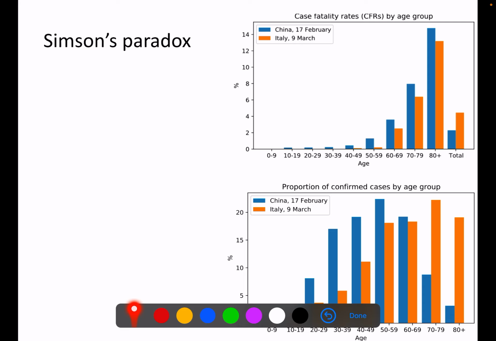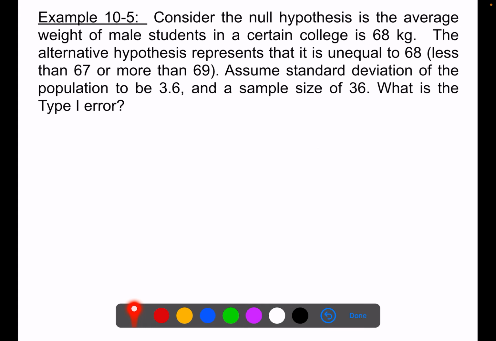So statistics is a very, very difficult concept, right? And it's very important that you pay close attention to the concepts behind the numbers. Okay, so let's continue solving sample questions, if there are no questions.